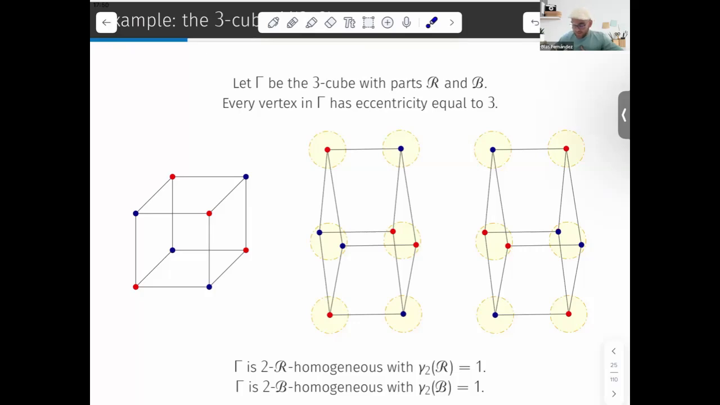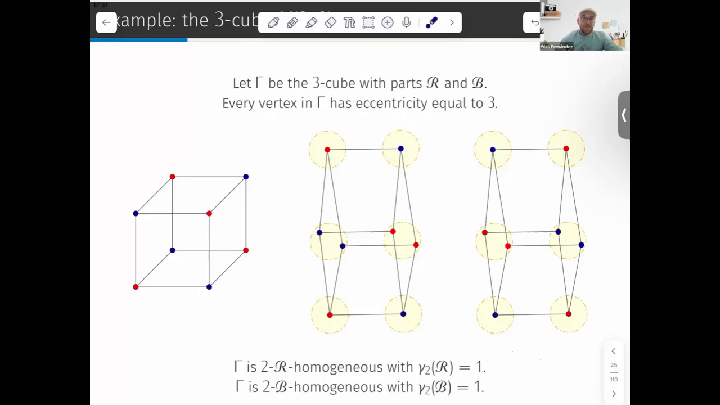And now we can easily compute the scalar. Every vertex has eccentricity d equal to 3, so we just need to compute the scalar gamma 2. To compute gamma 2, we pick the vertex at distance 2 from both these two guys, and we just count the number of common neighbors which are at distance 1. For this vertex, the common neighbor at distance 1 is just this, and for this one, it is just this. So this means that gamma 2 is equal to 1.